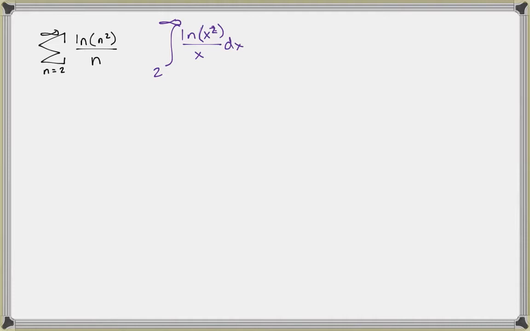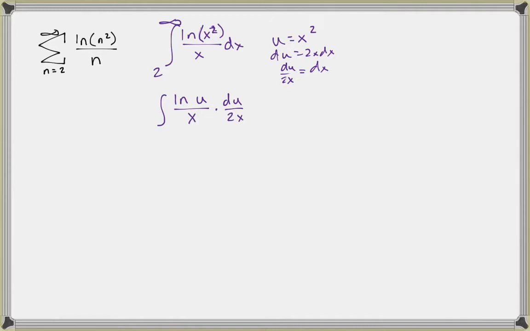So for my u substitution, we usually want to think about finding a composition and an inside. So I'm going to let u be equal to x squared, and I'm going to make a substitution. So we're going to have the natural log of u over x, and then du would be 2x dx. So dx is du over 2x. That's my mistake there. Let's fix that. There we go.